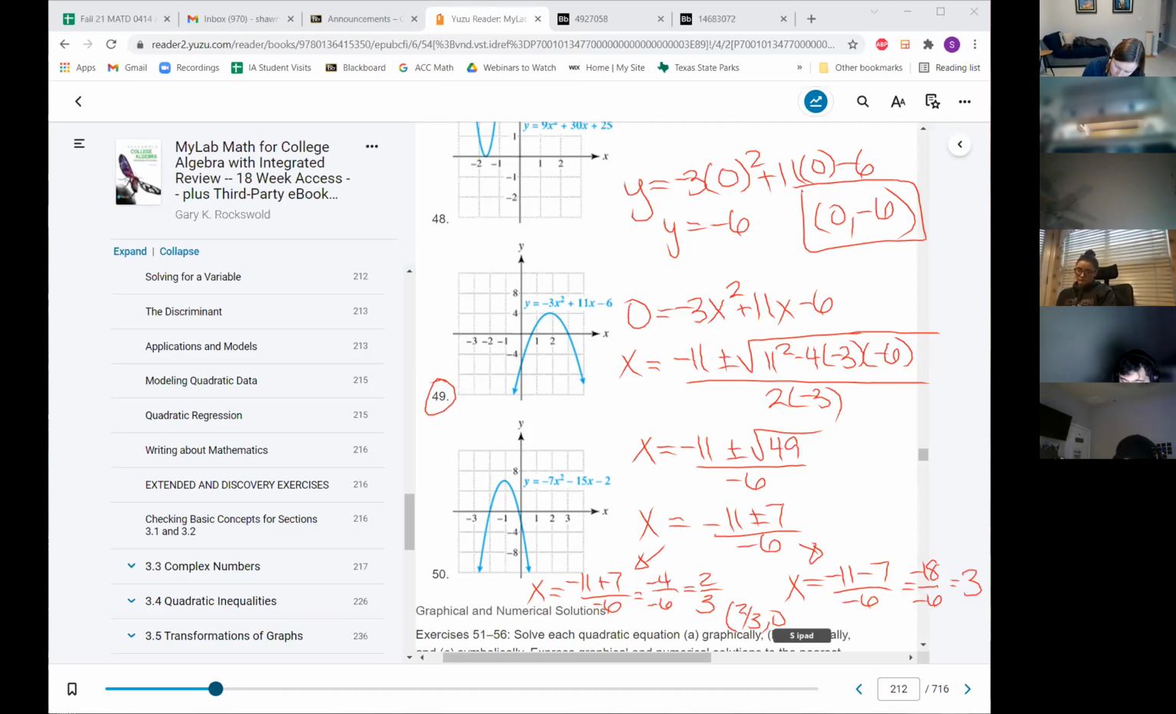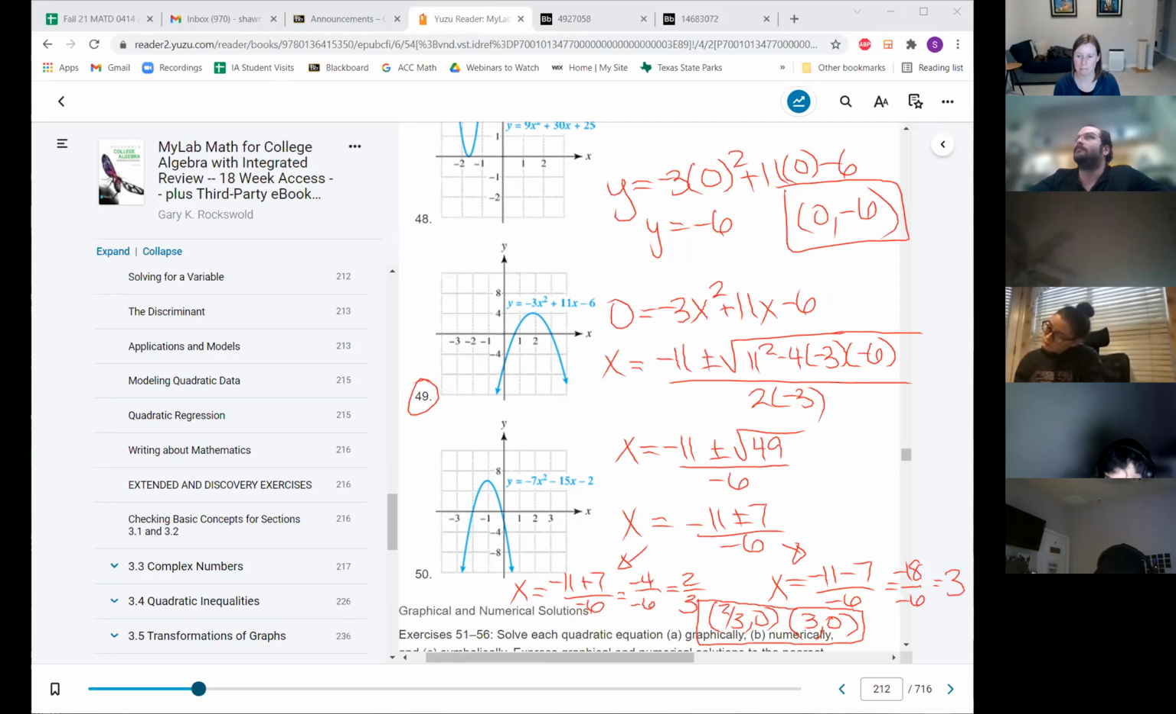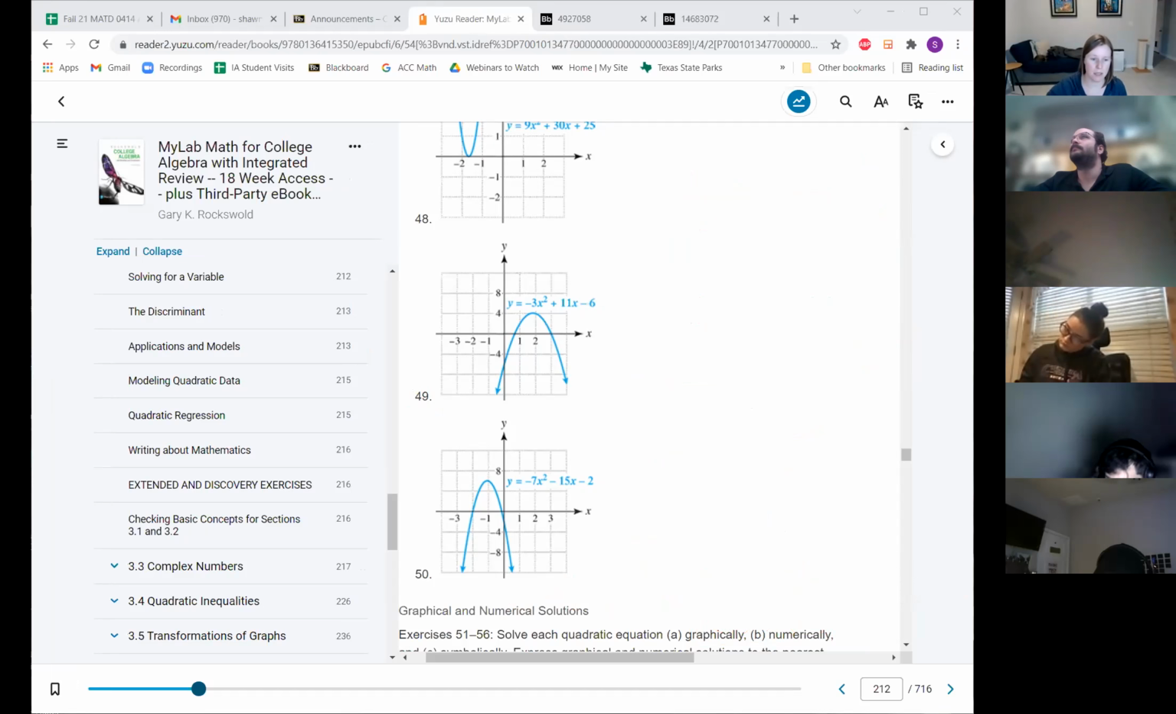So my x-intercepts were 2/3, comma 0. And then the other one was 3, comma 0. Nice. Okay. So that one probably did factor, but it's okay. Quadratic formula works. All right. Any questions on that one? No? Okay, let's go to the next one.